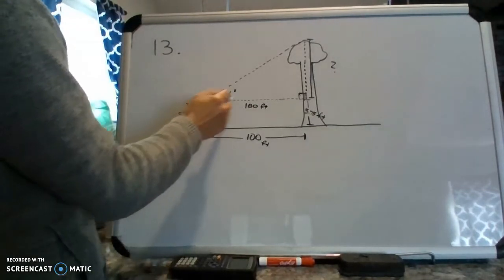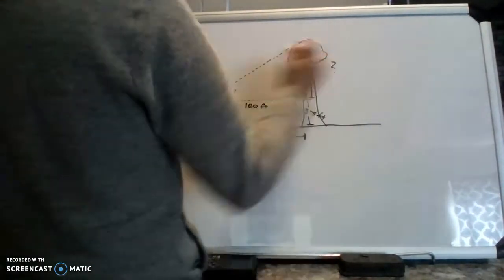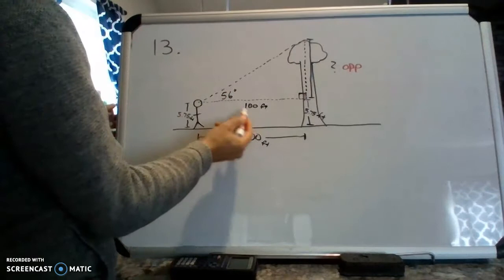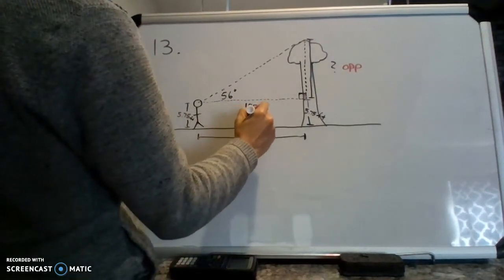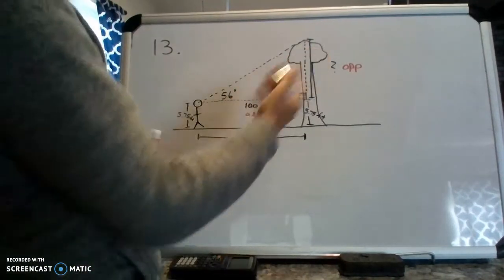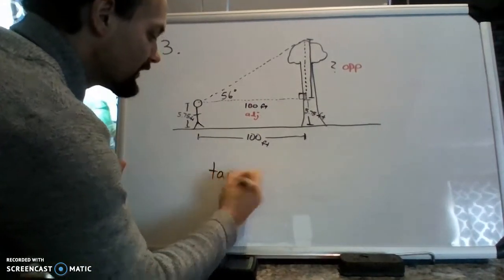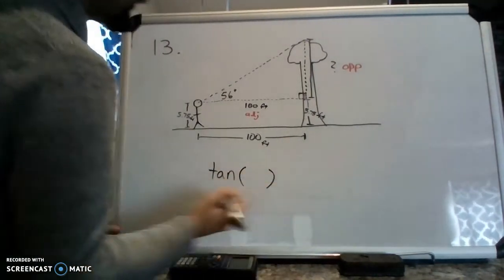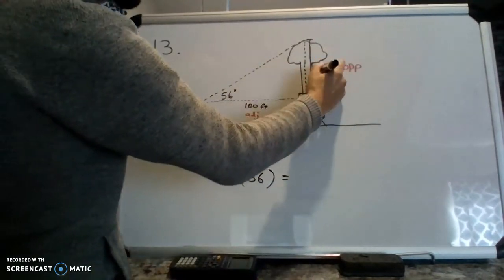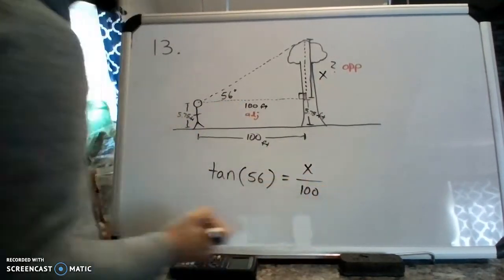56 degrees is the angle that we have. So given that, the side that we're looking for is the opposite side from the 56 degree angle. The side that we already know would be the adjacent side. So which trig ratio uses opposite and adjacent? That would be the tangent ratio. So we can set up a tangent relationship. Tangent of the angle, 56 degrees, would be equal to the opposite side. We'll call this x. So the opposite side, x, divided by the adjacent side, 100.